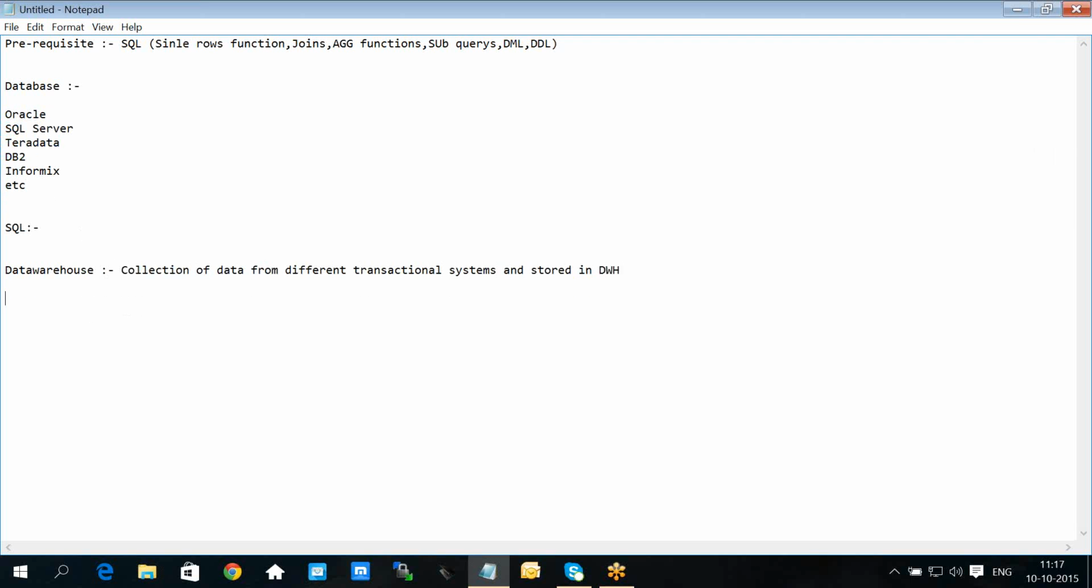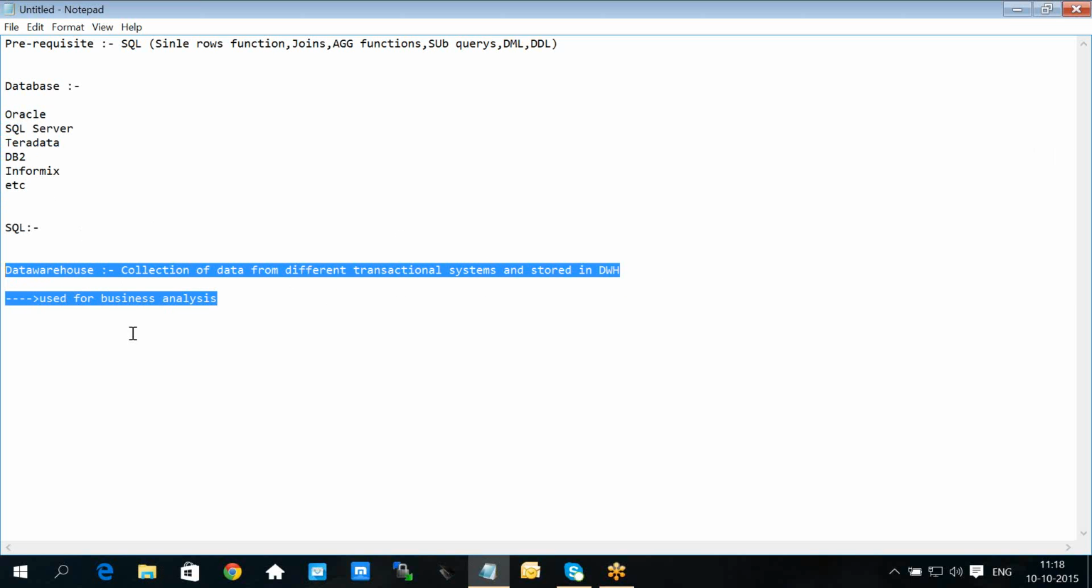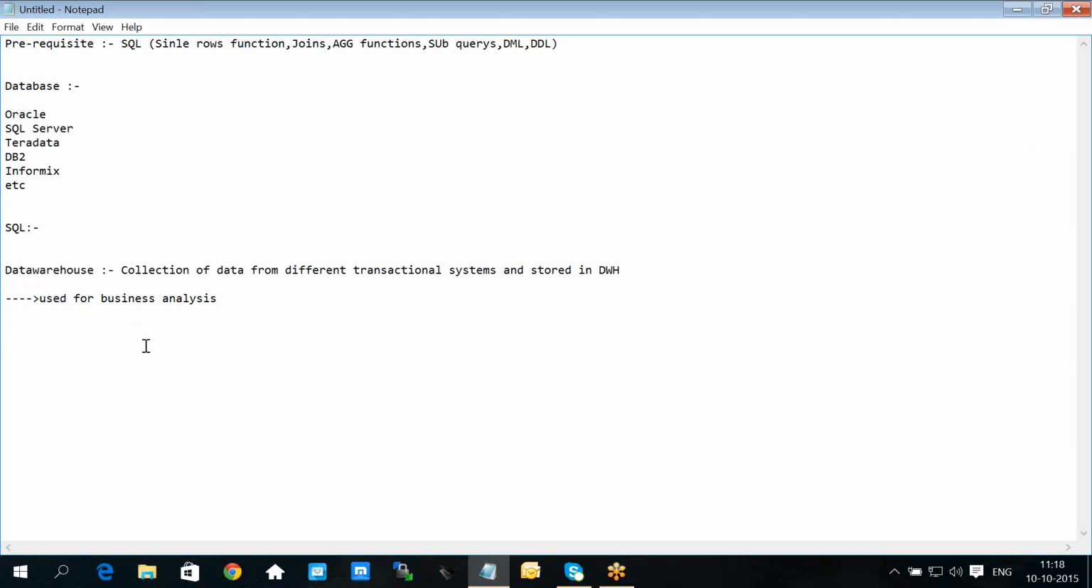And what is the use of the data warehouse? It is basically used for business analysis. What do you mean by business analysis and what kind of analysis are you going to carry out? That also we will discuss. So you are collecting the data from the transactional systems and storing it in a centralized database, which is called your data warehouse. Now, what do you mean by a transactional system?